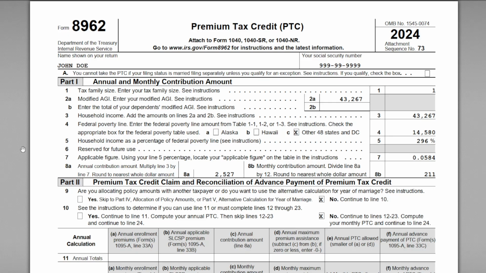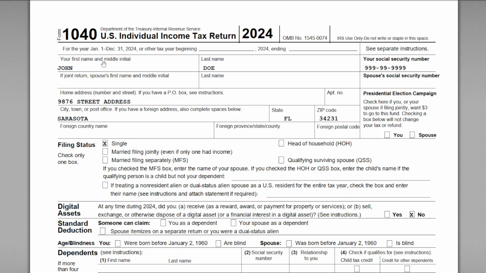For this video, I want to cover the IRS Form 8962, which is the premium tax credit, and this is going to be for the 2024 tax year. So we've got a sample 8962 here, and it is part of the full Form 1040 for this taxpayer. So we'll cover the 8962 and all the other schedules that you're going to have to complete in the 1040.